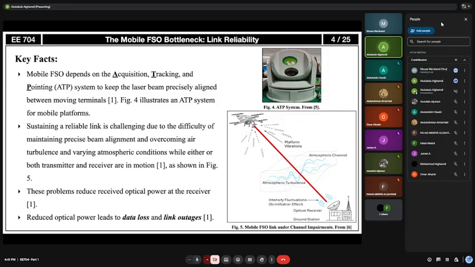Sustaining a reliable link is challenging due to the difficulty of maintaining precise beam alignment and overcoming air turbulence and varying atmospheric conditions, while either or both transmitter and receiver are in motion, as shown in figure 5. As you can see in figure 5, it is a UAV-to-ground-station mobile link. And as you can see, the vibration and the atmospheric turbulence are a problem that can reduce the received optical power at the receiver. Reduced optical power leads to data loss and link outages.